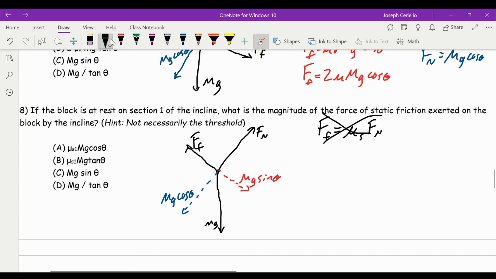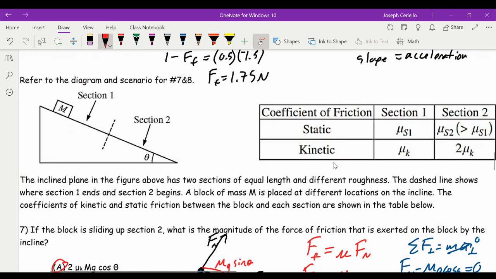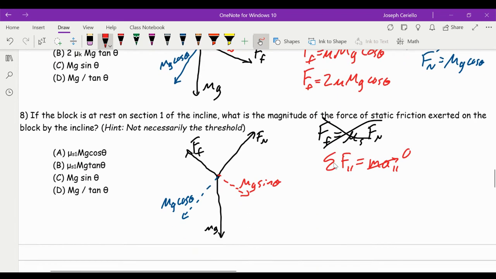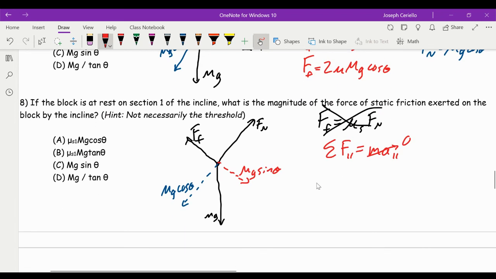Let's use the equation for the sum of the forces in the parallel direction. The sum of the forces in the parallel direction equals mass times the acceleration in the parallel direction. This thing isn't moving right now. It tells us it's not moving, so that's 0. In the parallel direction, it doesn't really matter which way you make positive or negative. I don't think they give us a distinction here. Let's make down the incline positive, that's what I like to do. So I have mg sine theta minus the force of friction equals 0. So mg sine theta is equal to my force of friction.